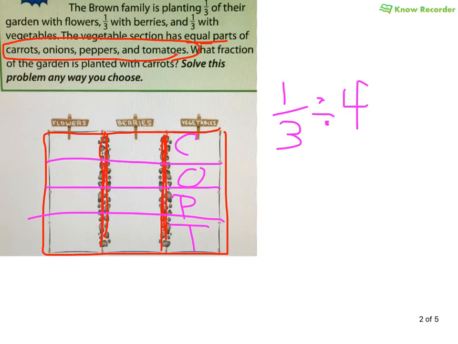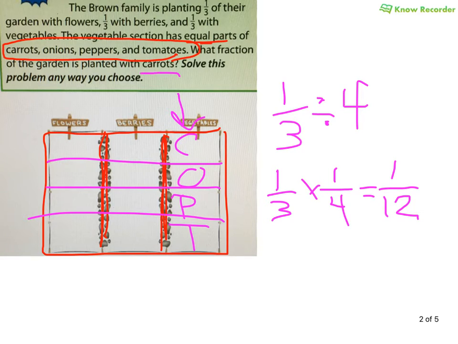Because now when I do the math, what I'm going to start with stays the same. I take the inverse operation of division, which is multiplication, and the reciprocal. So instead of dividing it into 4 sections, I want to know what one of those sections equals out of the whole garden. And it's going to be 1/12. And if I look here at my carrots, because that's what they wanted, I can see clearly that it's 1 out of 2, 3, 4, 5, 6, 7, 8, 9, 10, 11, 12.